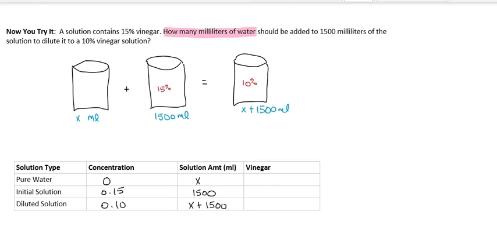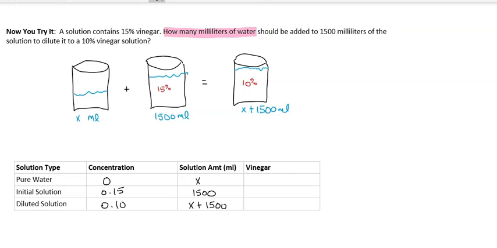Okay, for this one, for the first time, I'm going to give you little steps along the way to make sure you've got it as we go. So the first thing you need to do is draw your picture. You have water, which is just water, it's not a solution, so there's some water in here. And we've got 1,500 milliliters of a vinegar solution that's 15%. And we want to know how much we're going to add to this to get a 10% solution. So we start with X milliliters of water, 1,500 milliliters of 15% solution, and our final amount is going to have X plus 1,500 milliliters of a 10% solution.